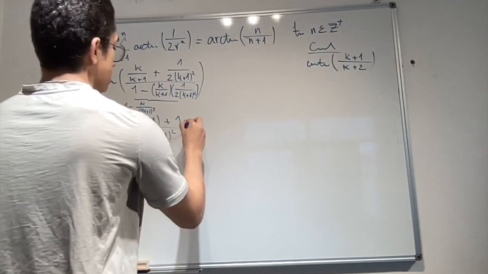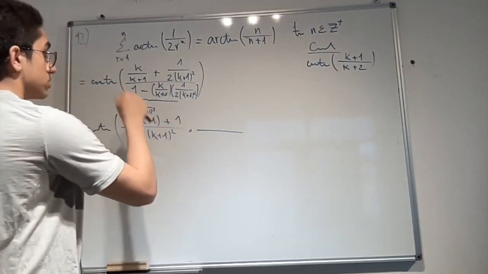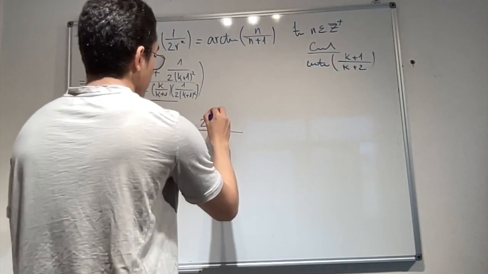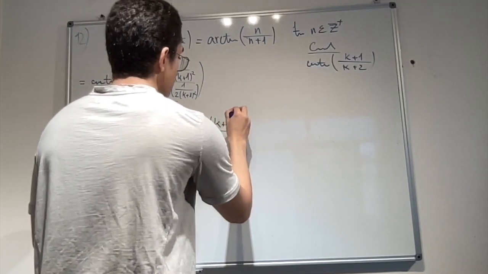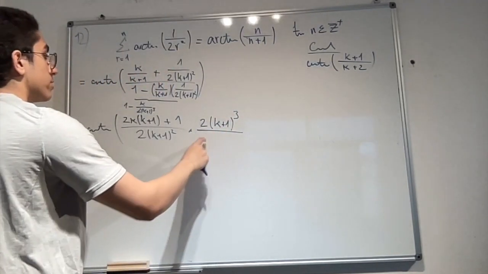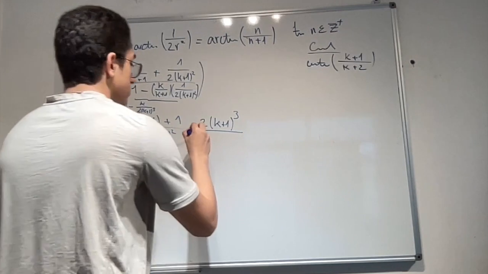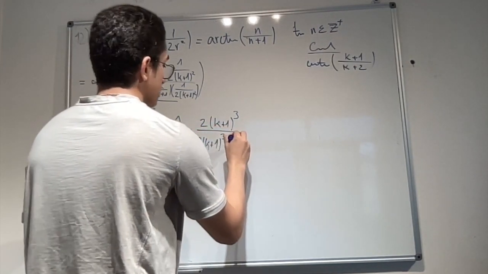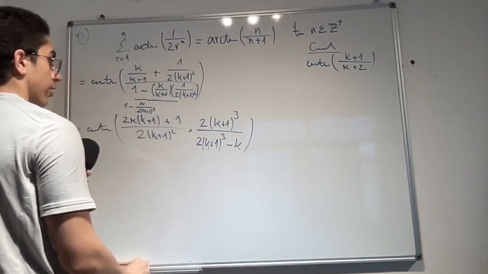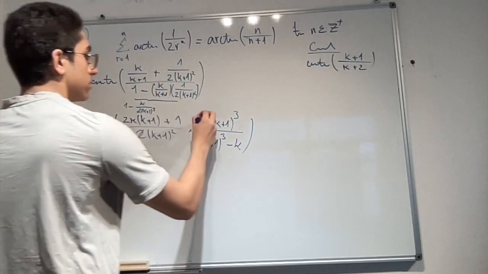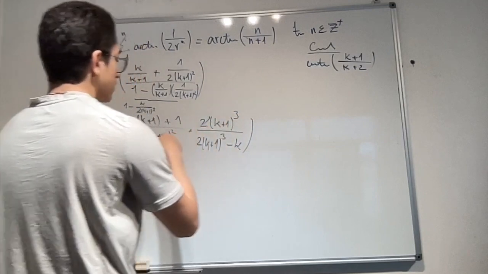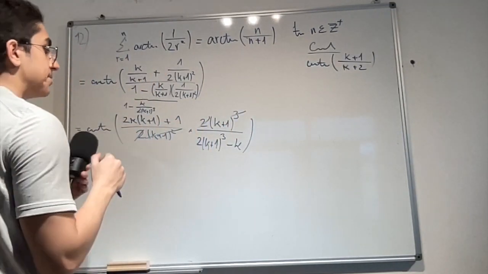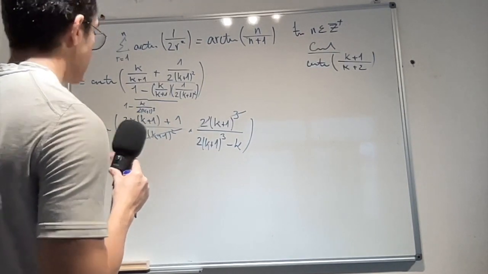Instead, I'm going to write this as a multiplication. So the denominator will become the numerator now. It's going to be 2k plus 1 cubed, and the denominator is going to be 2k plus 1 cubed minus k. So the 2's cancel out. The k plus 1 cubed divided by k plus 1 squared, so the 3 will cancel out, and this will cancel out. So yeah.